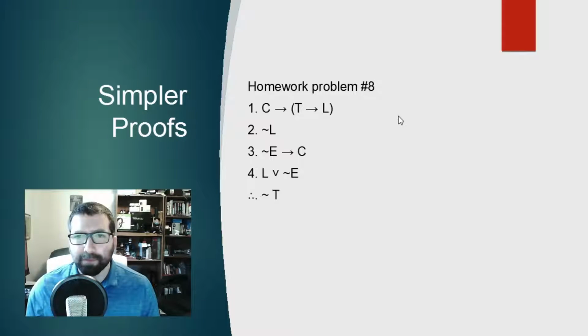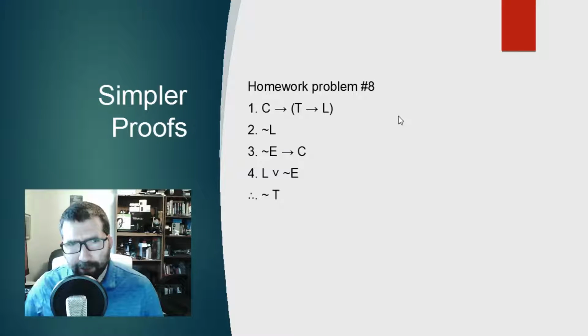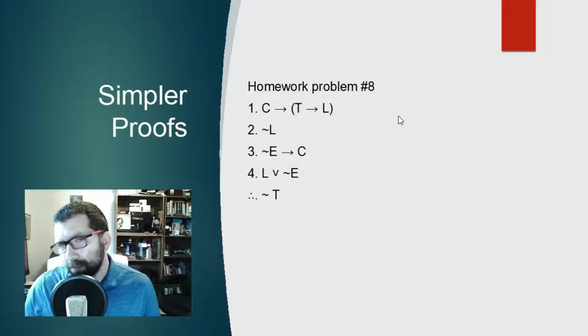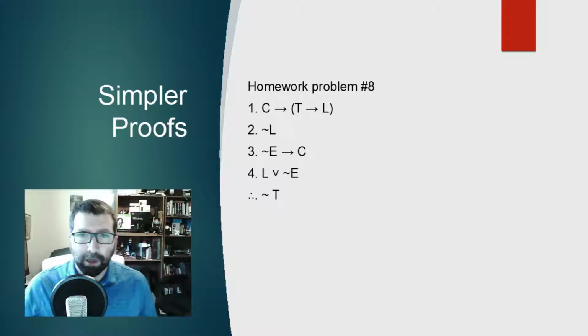Okay, here we go. Here's the first one. This is one of the simpler ones. We've got: if C, then T, then L; not L; and then not E; if not E, then C; and then L or not E. Our conclusion is not T.